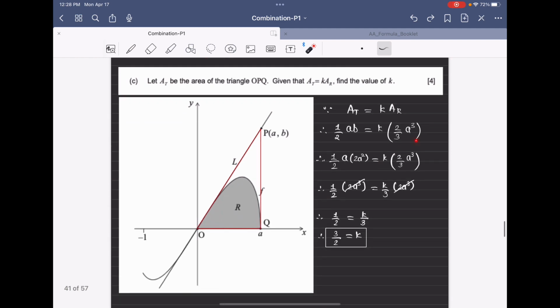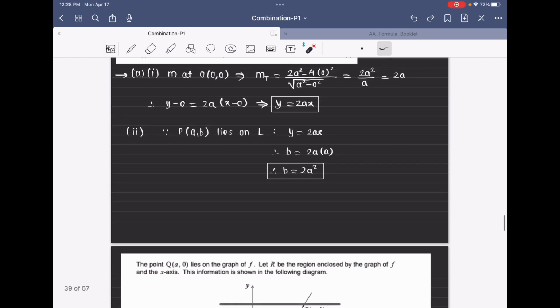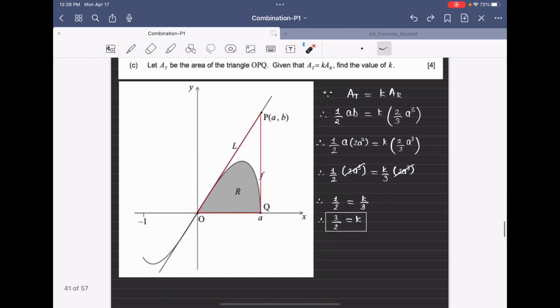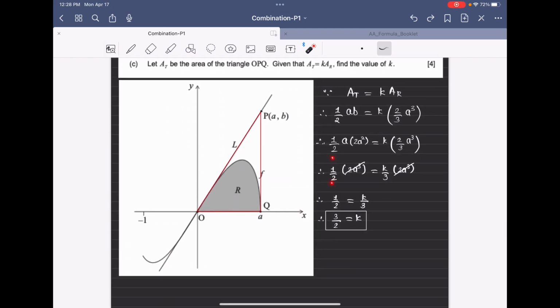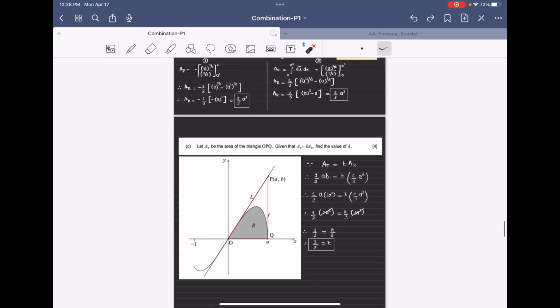I'm writing that. Now the problem is there is b, and that is why in the first part they said write b in terms of a. So I'm using this condition, b is equal to 2a square. So half as it is, a times b is 2a square, which becomes 2a cube, is equal to K upon 3 times 2a cube. You can see 2a cube gets cancelled. So half is equal to K by 3. Take 3 on this side. So K is equal to 3 by 2. So your K value is 3 by 2.